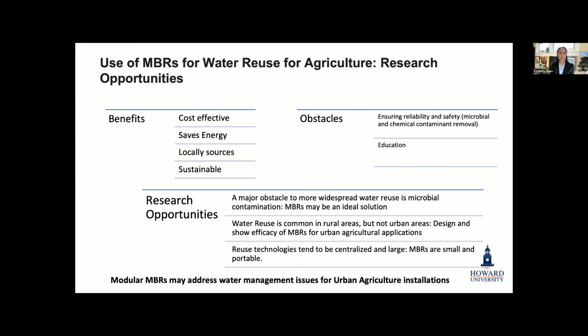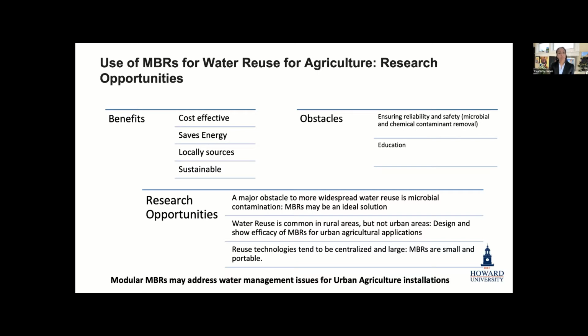So we identified some general research opportunities here. We thought that if we can come up with modular membrane bioreactors, they need to be cost effective and save energy. Again, think about modular small systems. They can be used locally in these urban installations, and they're more sustainable than trying to depend on rainwater and having to augment with potable water, which is often done.